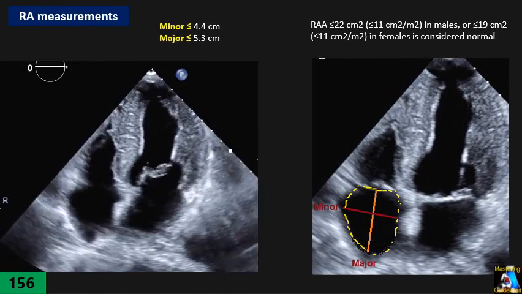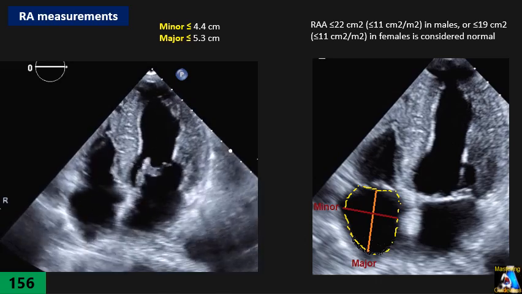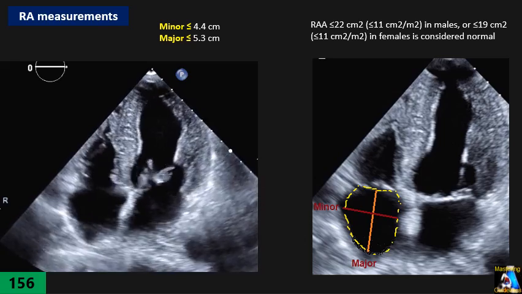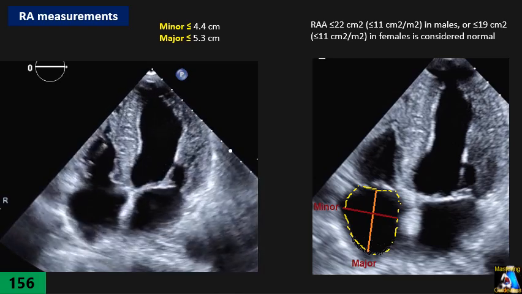Right atrium measurement should be done in all cases, but this is very important when we have right ventricular enlargement or pulmonary hypertension or any shunt at the interatrial septum or interventricular septum. We have to measure the right atrium. For right atrial measurement, we have three techniques.